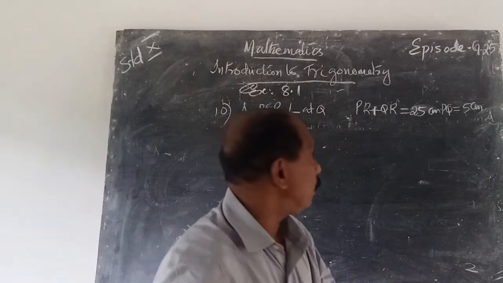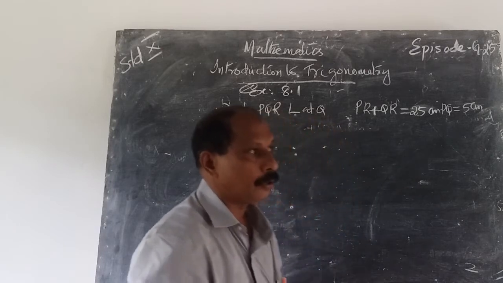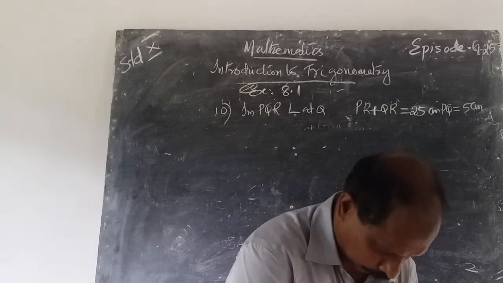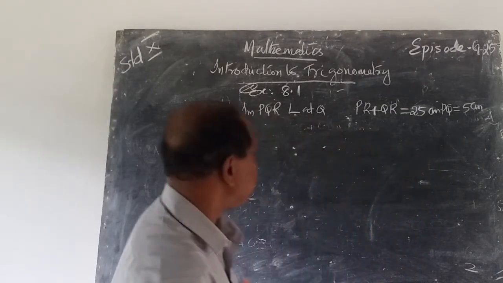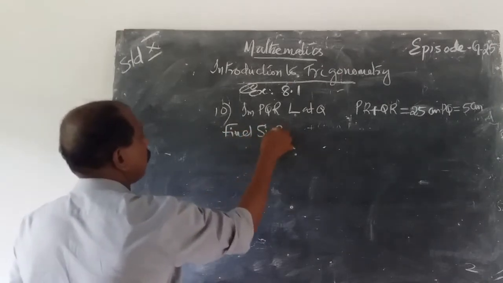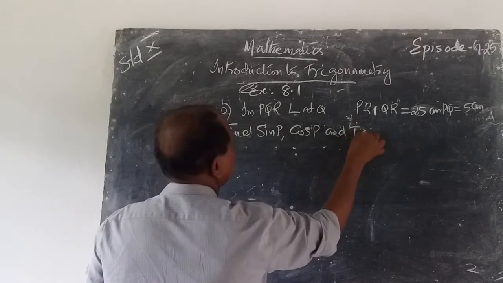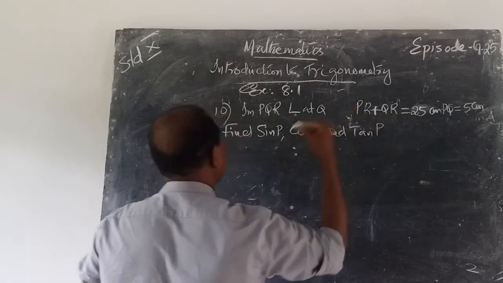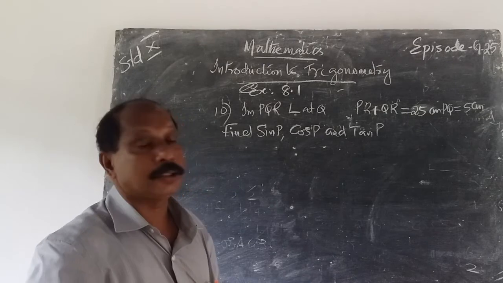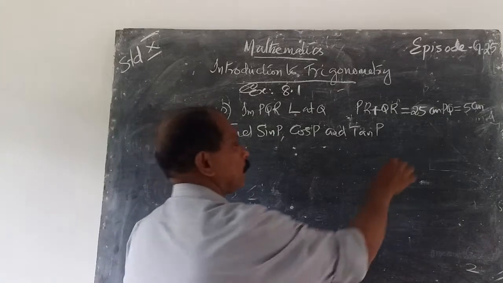Find the values of the trigonometric ratios of P. That means find sin P, cos P and tan P. That is the question. The correct question is PR plus QR is equal to 25, not minus, and PQ is equal to 5 centimeter.